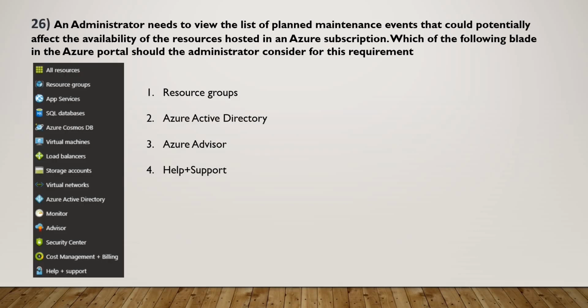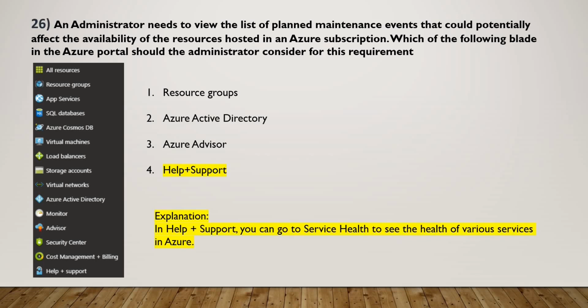An administrator needs to view the list of planned maintenance events that could potentially affect the availability of the resources hosted in an Azure subscription. Which of the following blades in the Azure portal should the administrator consider for this requirement? It's Help plus support. In Help and support, you can go to Service Health to see the health of various services in Azure.